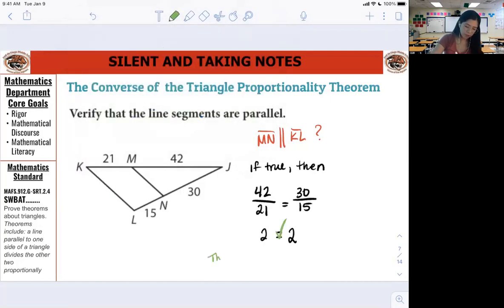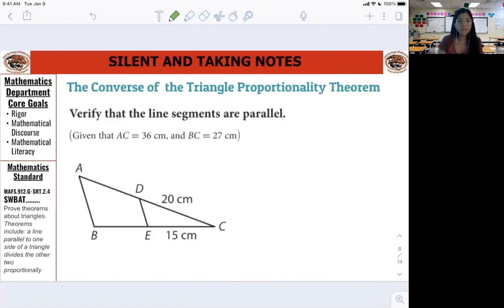So therefore, MN is in fact parallel to KL. And because of this, what else is true? We also know that the two triangles are what? Are they congruent? They're similar. All right. So that's basically how it works.